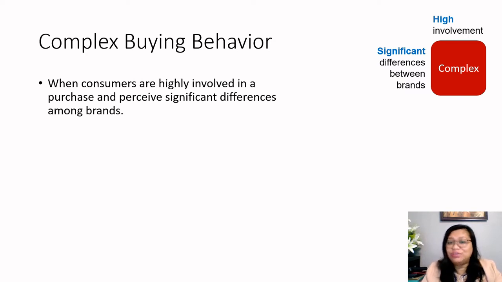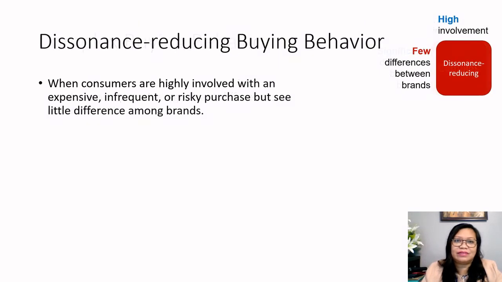They need to differentiate their brand's features, perhaps by describing the brand's benefits in their different advertisements, for instance, on the internet, on TV, or in newspapers and magazines. Or they must motivate store salespeople and the buyer's acquaintances to influence the final brand choice. The next one is dissonance-reducing buying behavior.